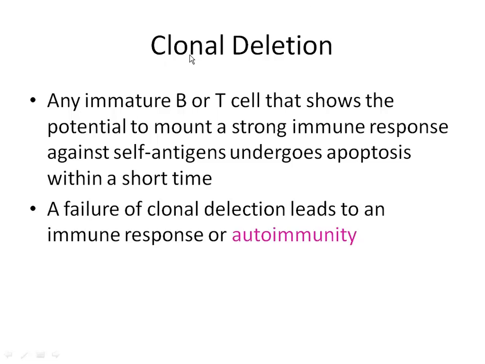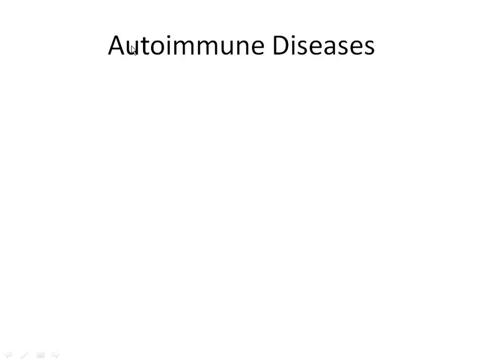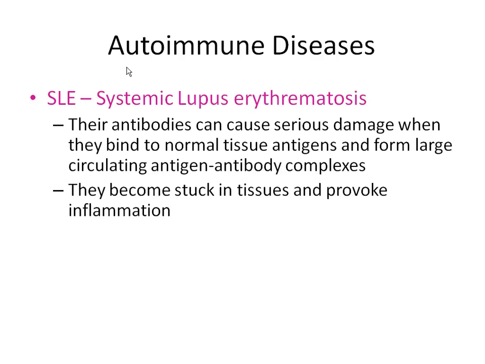There are 2 autoimmune diseases that we're going to cover. The first one is called SLE, known as lupus, systemic lupus erythematosus. In these individuals, the antibodies can cause serious damage when they bind to normal tissue antigens. Within this damage, it forms large circulating antigen-antibody complexes. These huge complexes get stuck in tissues, and it provokes inflammation.